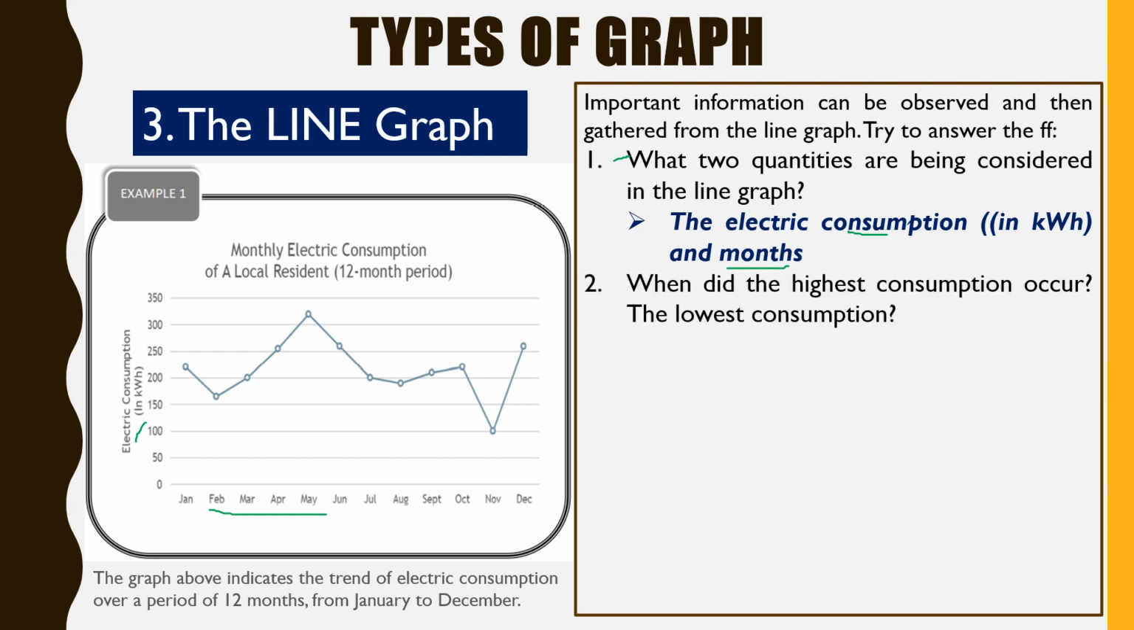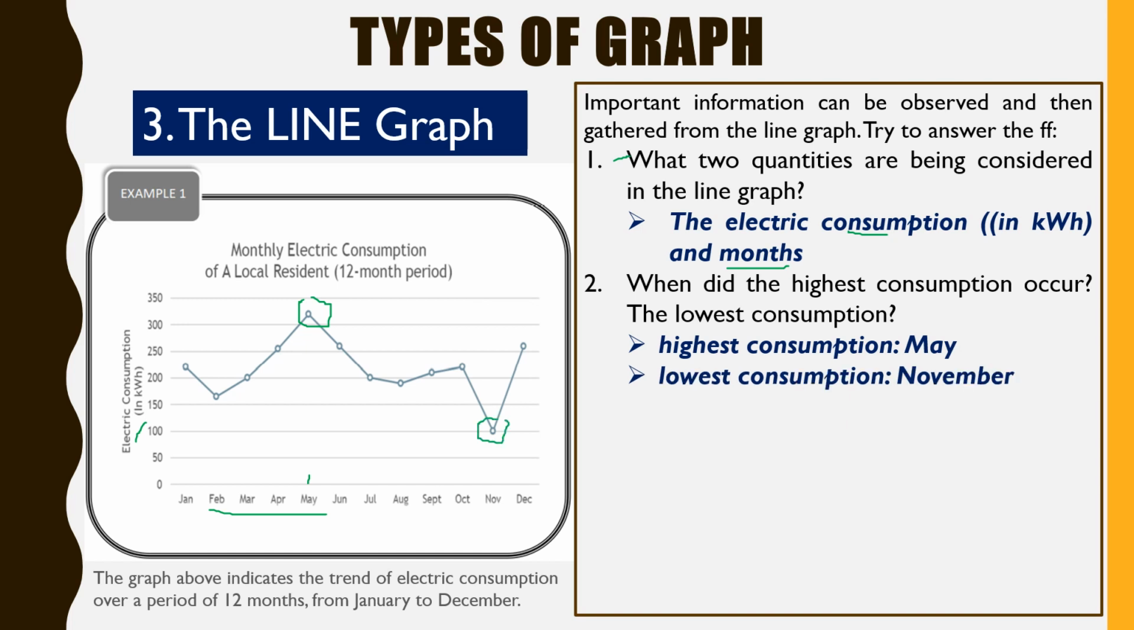Question number 2, when did the highest consumption occur? So let's answer that first. The peak is in this month, which is the month of May. So the answer to that first question is May. On the other hand, the lowest consumption is in this month, which is the month of November.